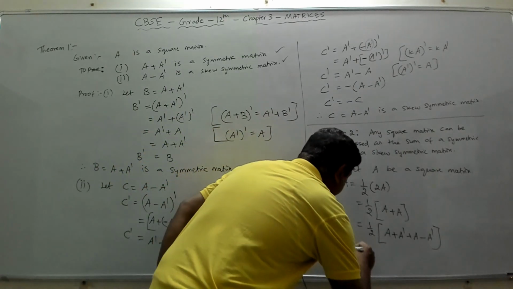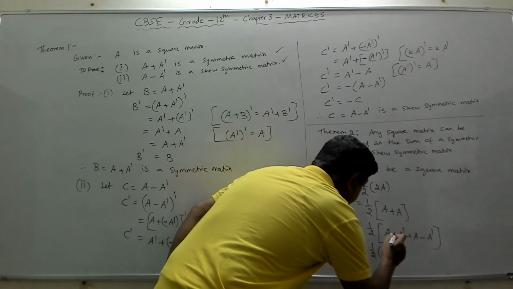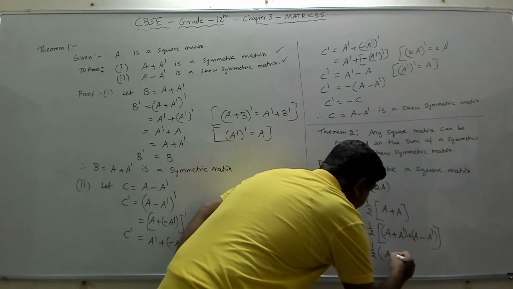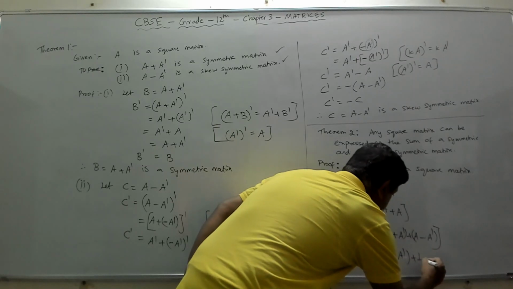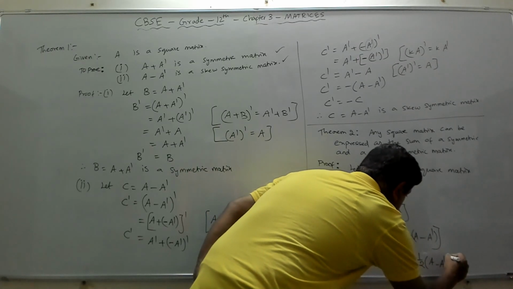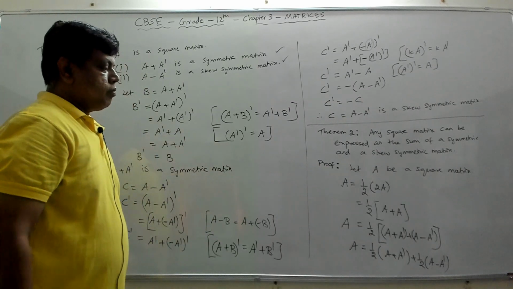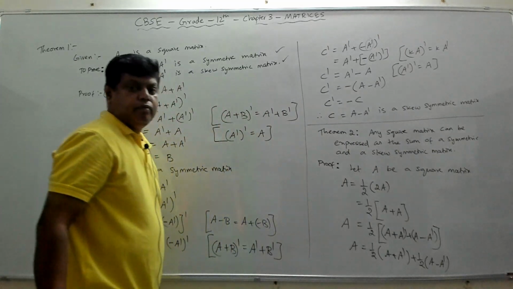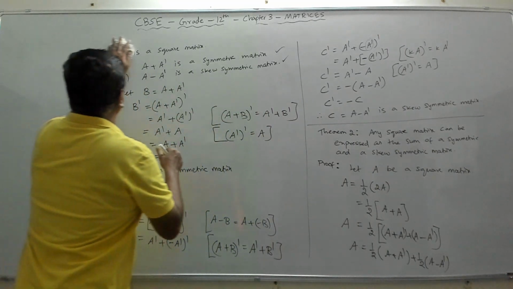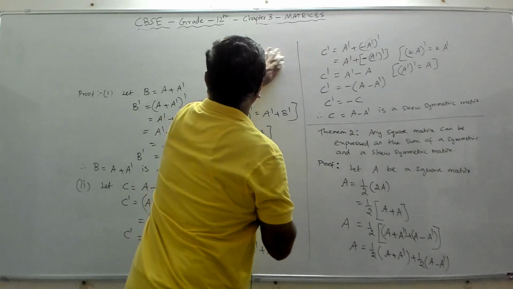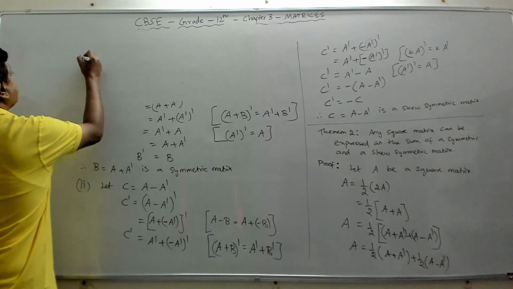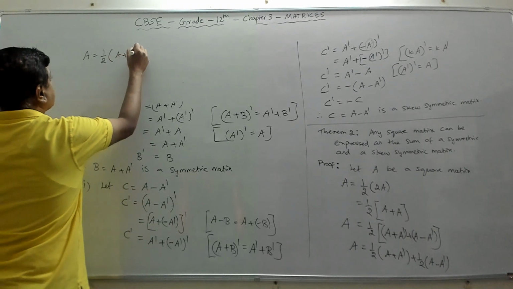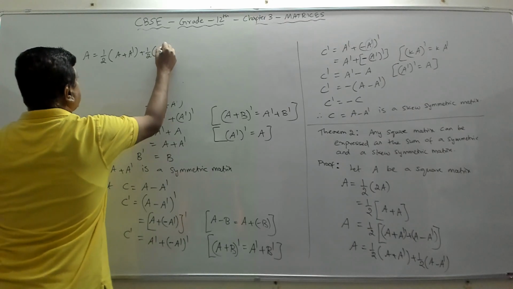Now again I am going to group these two and these two. So I will get 1 by 2 of (A plus A transpose) plus 1 by 2 of (A minus A transpose). I have written A as 1 by 2 into this, again 1 by 2 into this. So what we have got here is A equal to 1 by 2 of (A plus A transpose) plus 1 by 2 of (A minus A transpose).